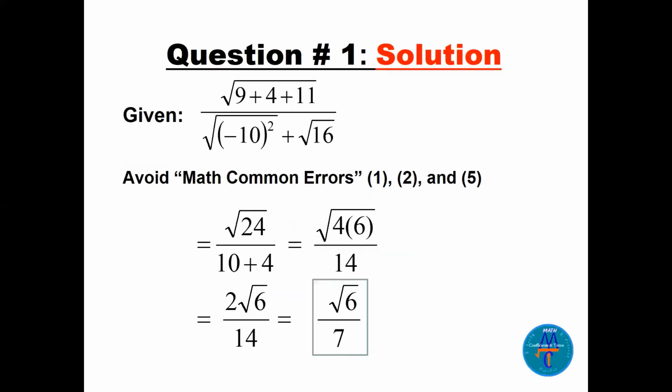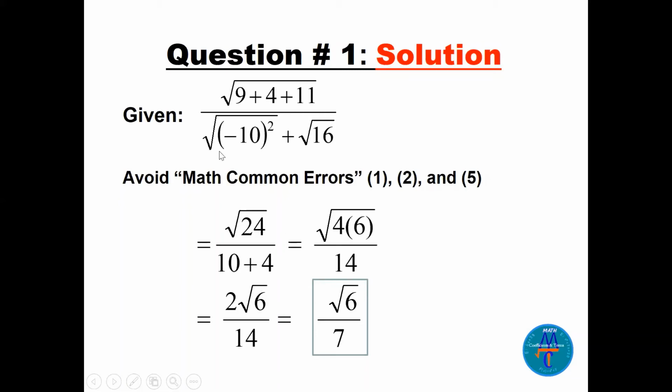Now, solution here, just one slide, maybe a few lines. Avoid the common errors number 1, number 2, and number 5. So, here we can add 9 plus 4 plus 11. So that's 24. Just add inside. You cannot split it because we have pluses. Square root of 24 will be 4 times 6 inside the radical here. So we cannot simplify 24 directly, so we say 4 times 6. We take 2 out. So 2 square root of 6.